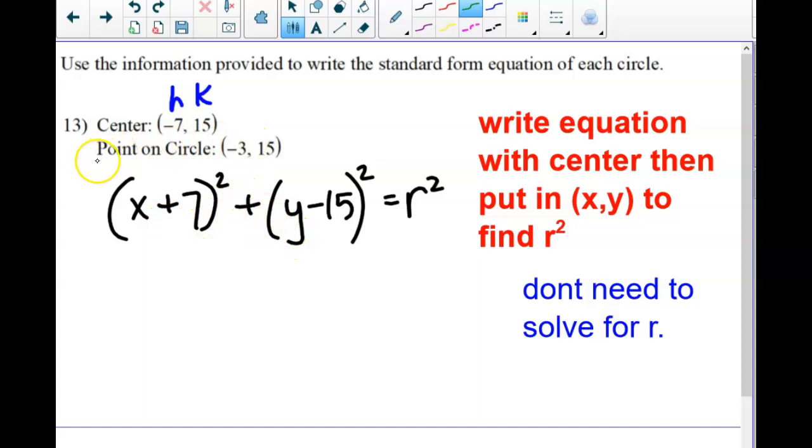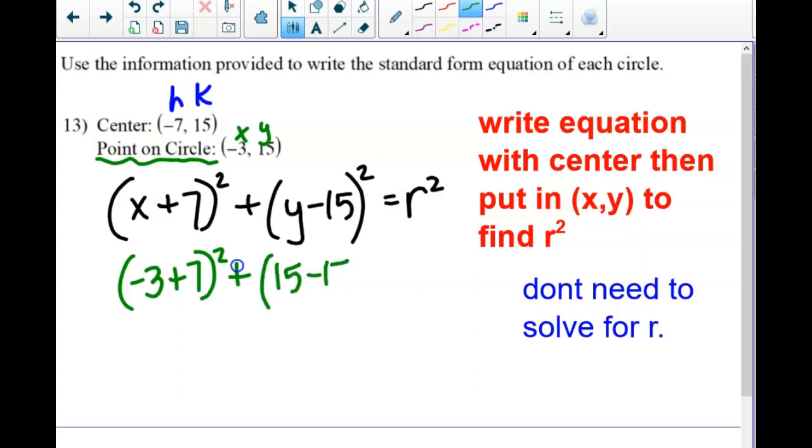We're now going to put in a point on the circle. Remember when we put in a point a lot of times to find things? We put it in for the x and the y, right? Because it's actually on the circle. It's not in the circle. It's on the circle. So this should work for x and y. So we have negative 3 plus 7 squared plus 15 minus 15 squared equals r squared.